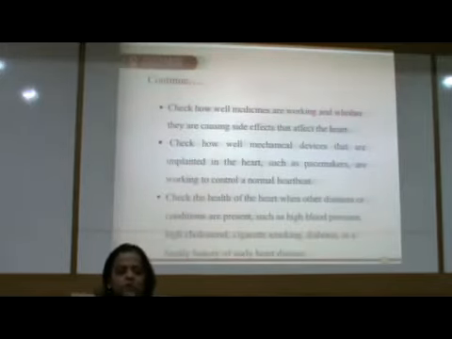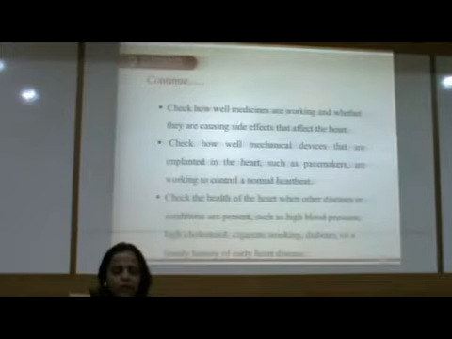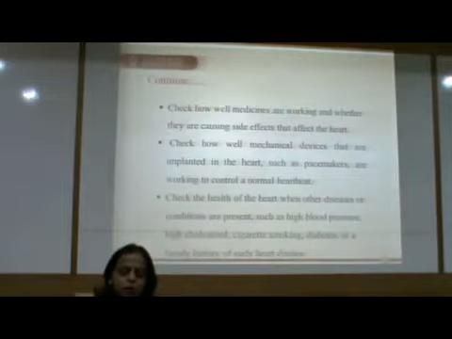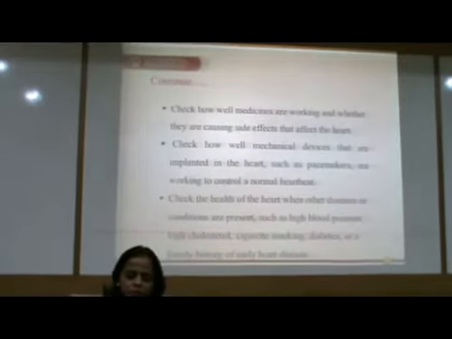And with the help of ECG signal analysis, we can also check how well medicines are working and whether they are causing side effects that affect the heart. Check how well mechanical devices that are implanted in the heart, such as pacemaker, are working to control a normal heartbeat. Check the health of heart when other diseases or conditions are present, such as high blood pressure, high cholesterol, cigarette smoking, diabetes, or a family history of early heart diseases.